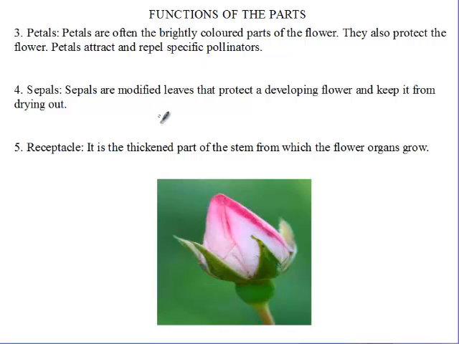The next one is the sepal. So here we have the petal here. With the sepal, usually when the flower is in the bud stage, as the flower starts to develop, it looks like this. It is covered with green leaves, and these leaves are what we call the sepals. So sepals are modified leaves that protect a developing flower and keep it from drying out.